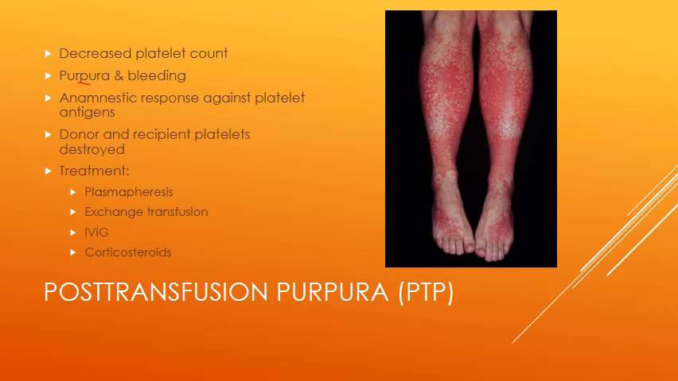So if we see this in the patient, what we're going to try to do is remove those antibodies. The way to do that is plasmapheresis or exchange transfusion, where we're replacing their own plasma with plasma that doesn't have their antibodies, and then we use corticosteroids. How do we prevent this in the future? You have to give washed units, so that they don't have those few platelets in them.